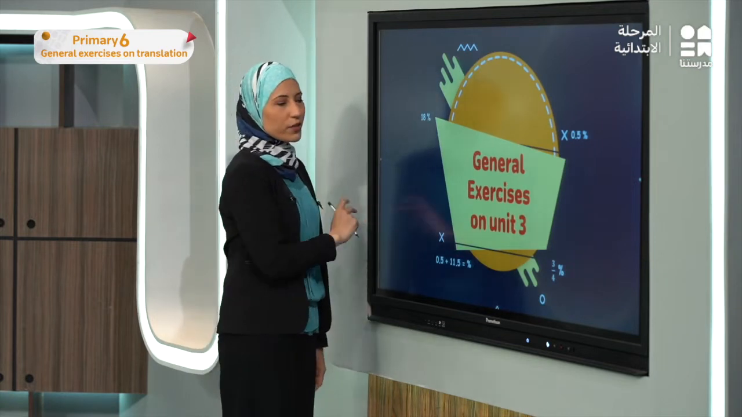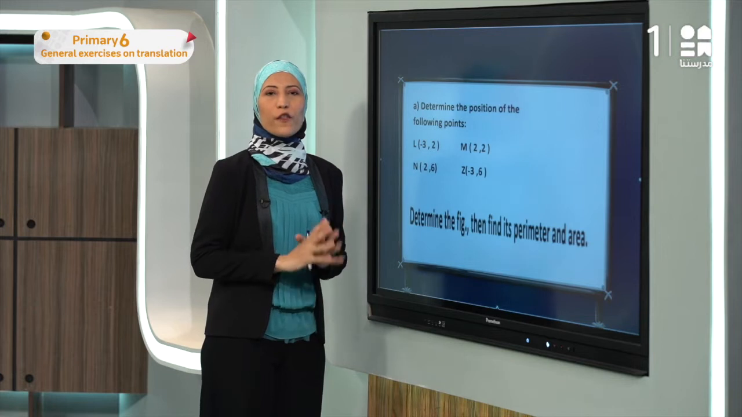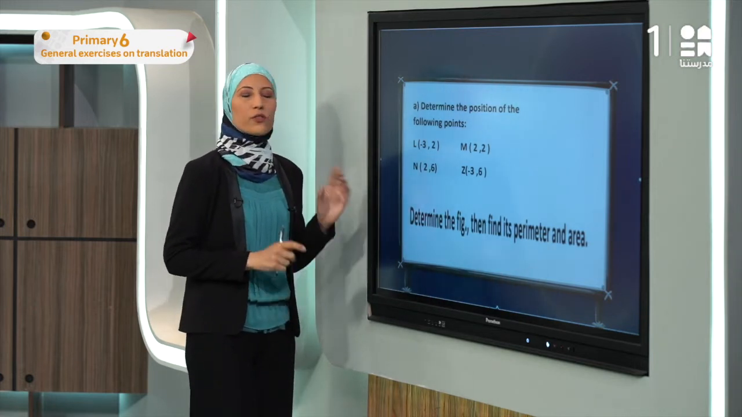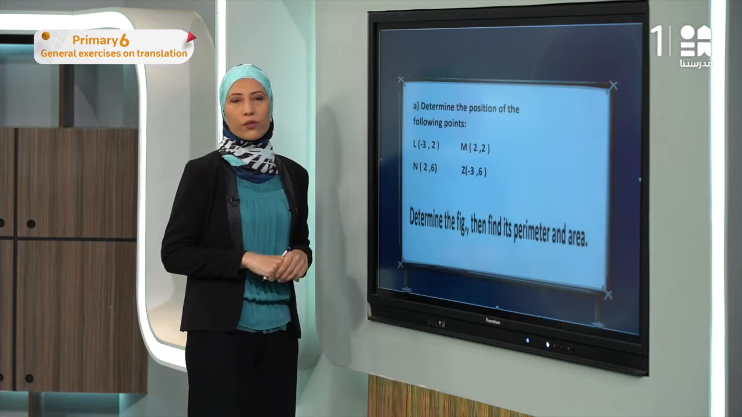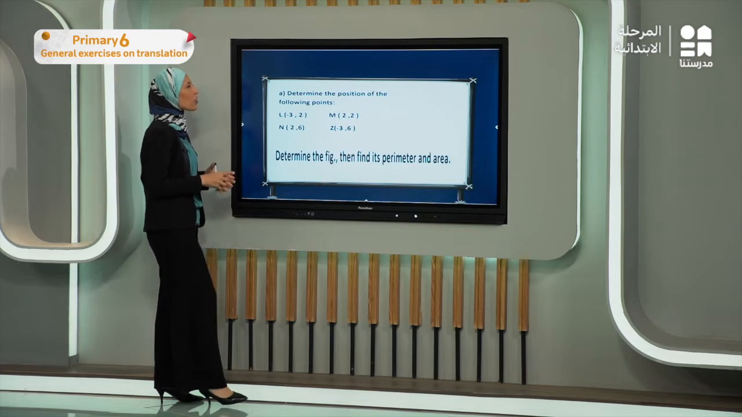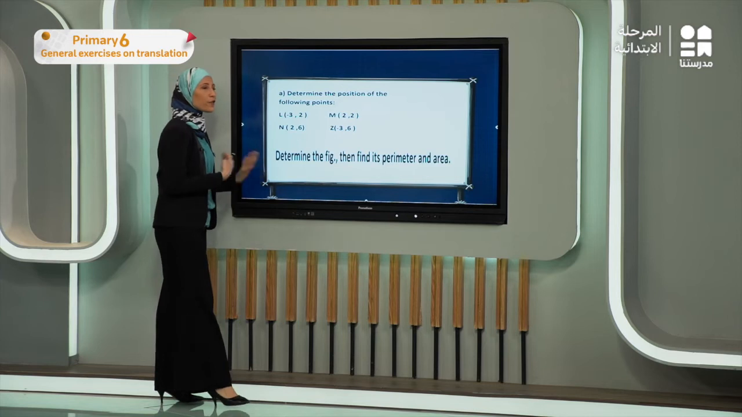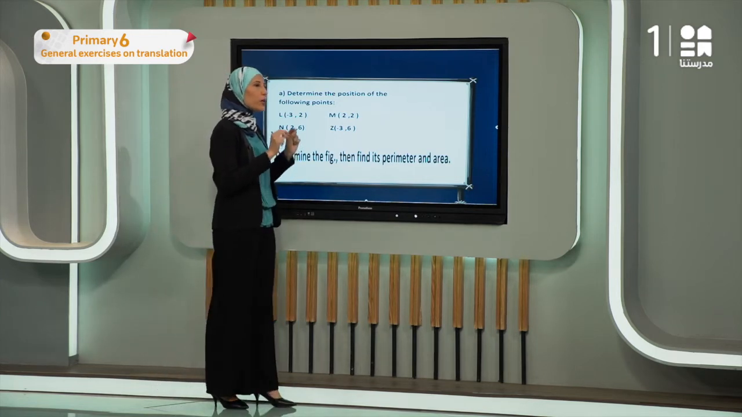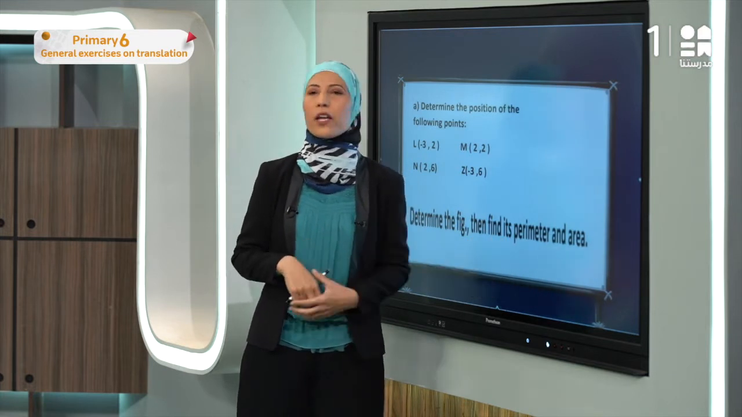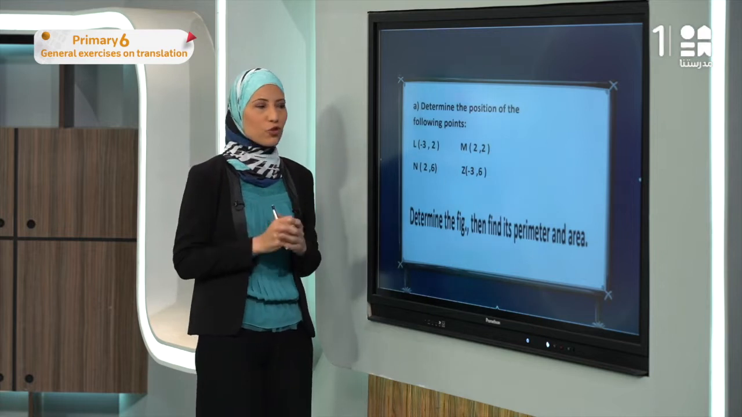Our general revision on units 1 and 2, lessons 1, 2 and 3. The first lesson we will revise and answer exercises on is determining the points on our coordinate plane. The first exercise asks me to determine the position of the following points, L, M, N, Z. Then after putting my points on the plane, I need to find the perimeter and the area of the shape. So my points are supposed to give me one shape.